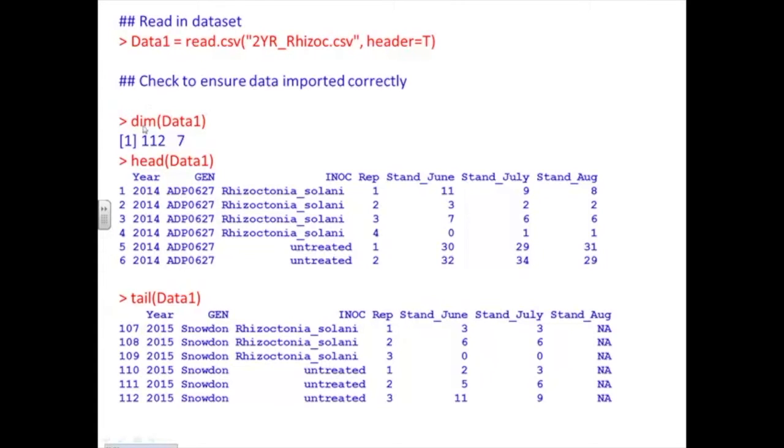We brought in the data, we can check it. So this command dim stands for dimensions. Okay, so dimensions of data1, there are 112 rows, 7 variables. We can use head and tail to look at that, right? What we're seeing here is that in the first year in 2014, we took ratings at 3 different time points, but we didn't get it in the last time point for 2015. Okay, so there's some missing data, right?